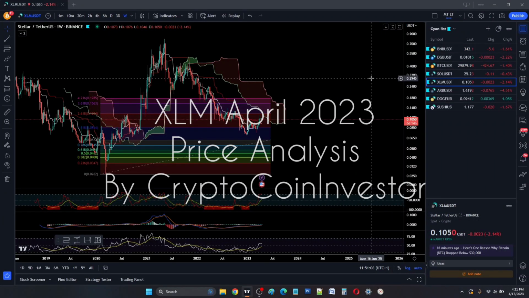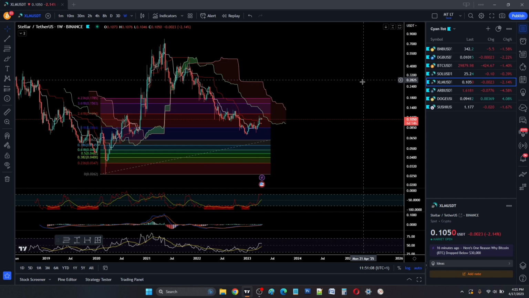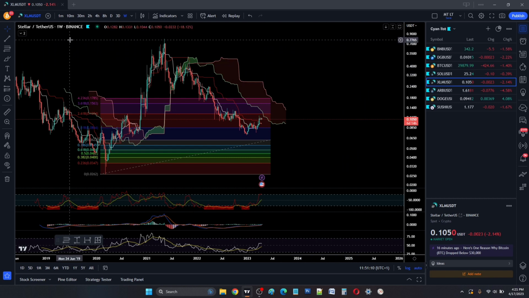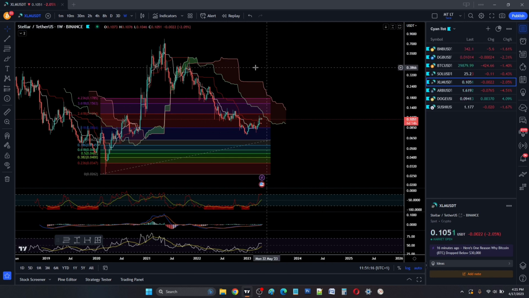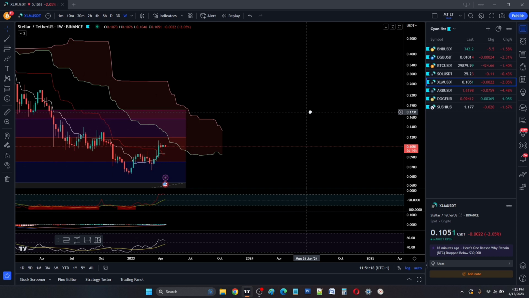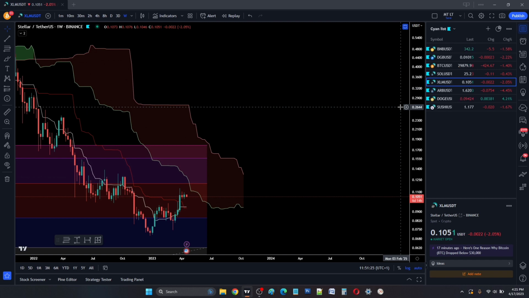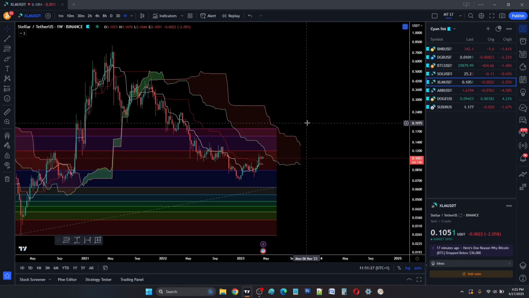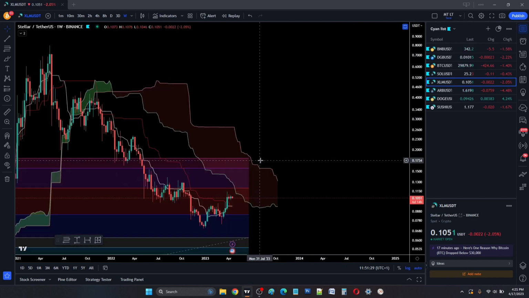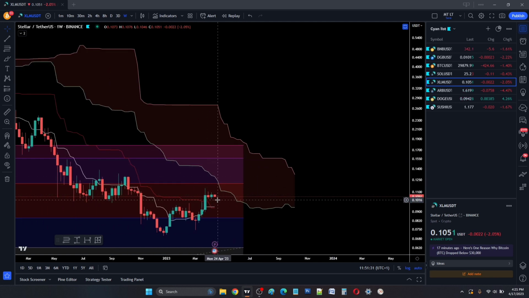In this video, I'll be taking a look at the Stellar Lumens, particularly the Stellar Lumens USDT chart. What you see right now in front of you is the Stellar Lumens chart fetched from the Binance cryptocurrency exchange. Right now, we are looking at the weekly time frame. For simplicity purposes, I will be using as few indicators as possible. So this is the weekly chart, and every single bar here represents one week's worth of price action.